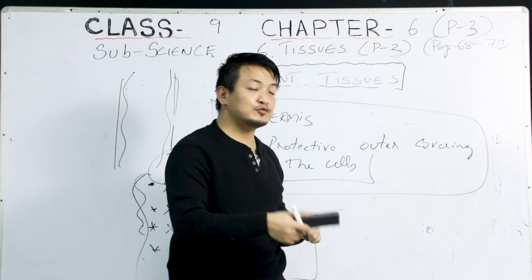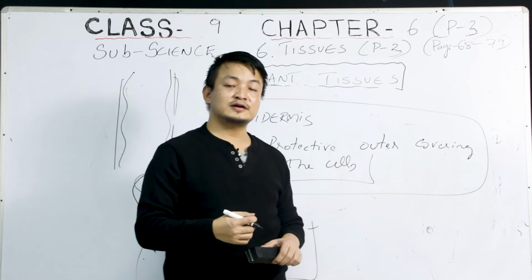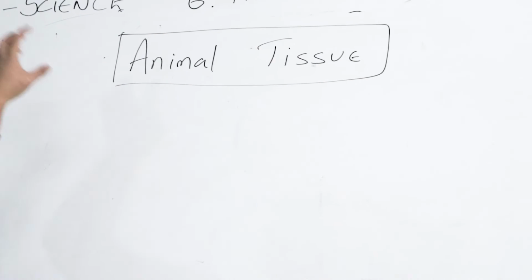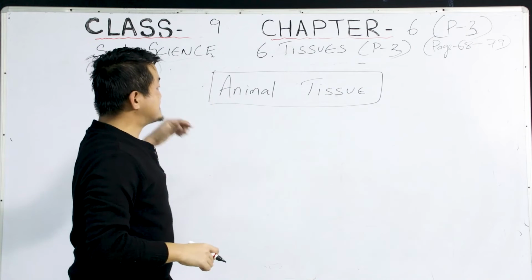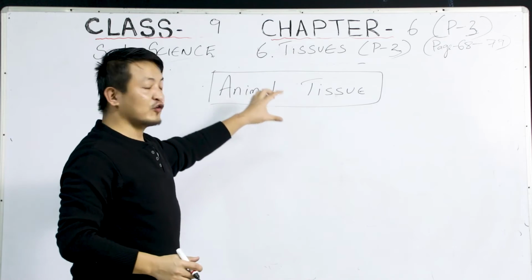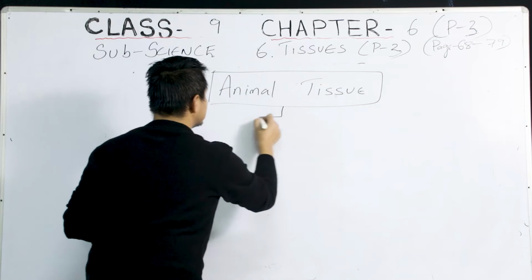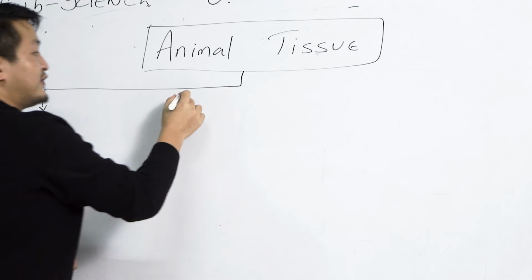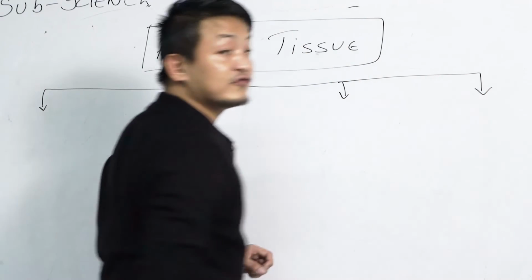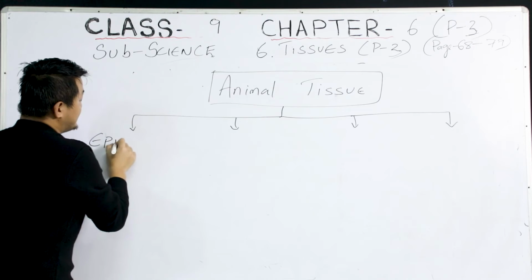Now we are going to start the second part of this chapter, that would be animal tissue. Same like the plant tissue, to make it easier for you, I'll show you a flow chart, the classification of animal tissue. Now this animal tissue will be divided into 4 types. The first one will be epithelial tissue.